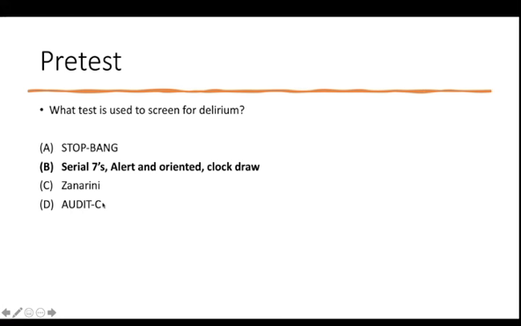Some of you may be more familiar with this one probably than some of the others. But we won't just do AUDIT-C here. We'll also be doing a NIDA scale. And there's one question that screens 100% of all substance use disorder patients with one question. So we'll learn about that question as well.